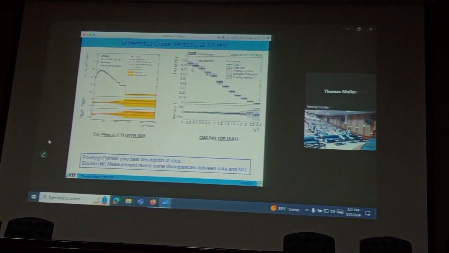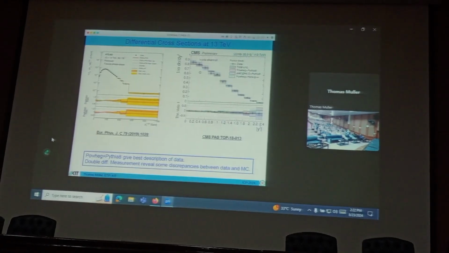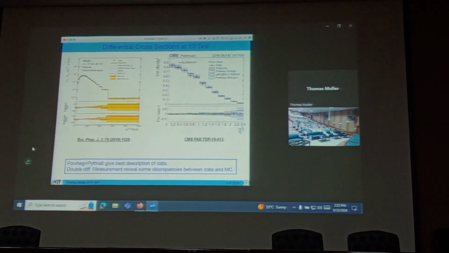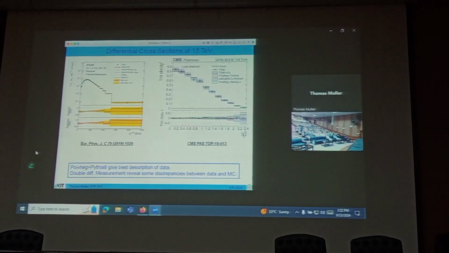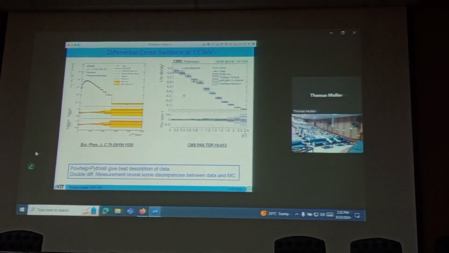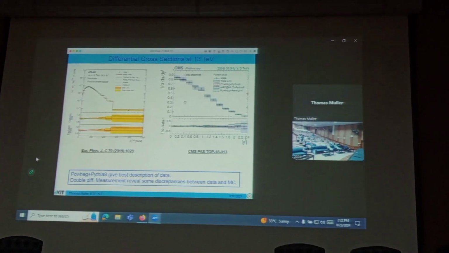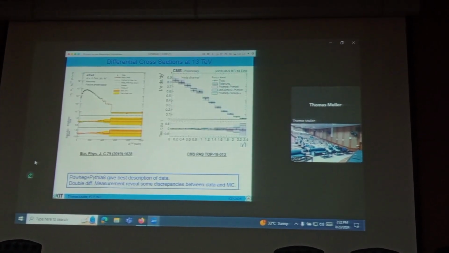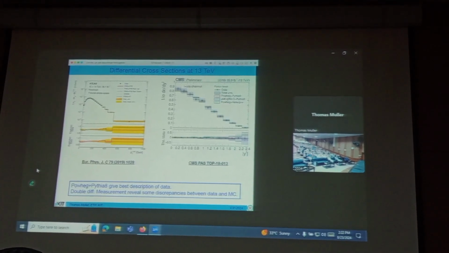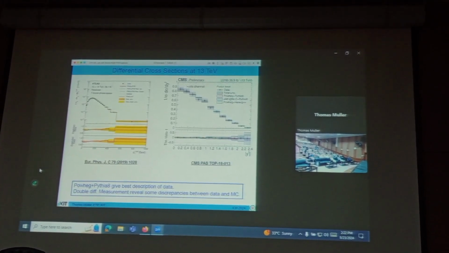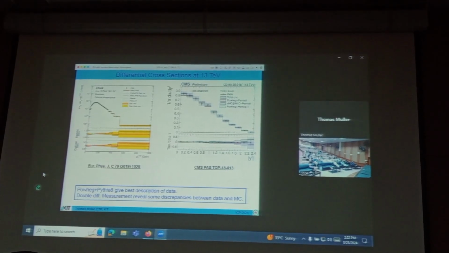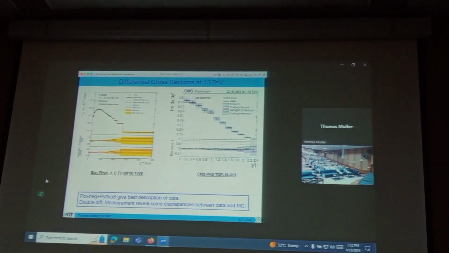Here you see from CMS a different variable again. You don't need only to take the invariant mass, but you can also look for the rapidity of the top quark. You can reconstruct that. The rapidity is the measure of the angle with respect to the beam direction. If the angle is small, that means the production goes very much in the forward direction of a certain particle, its rapidity will become large.